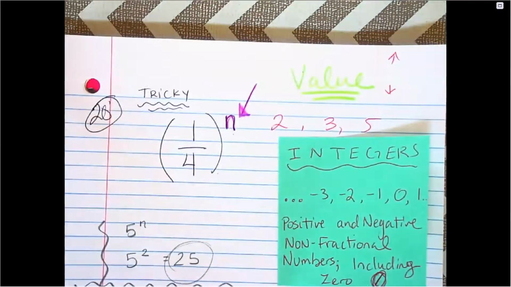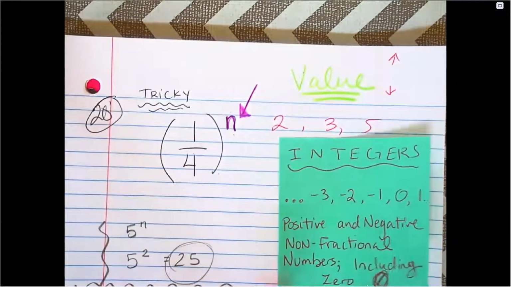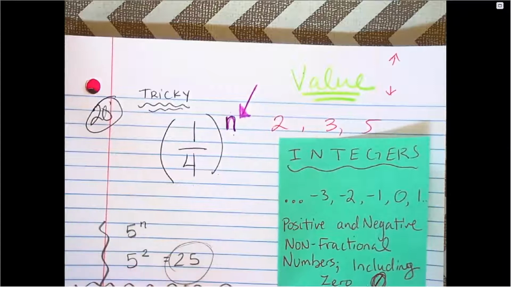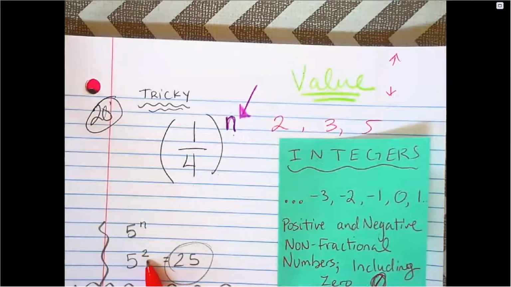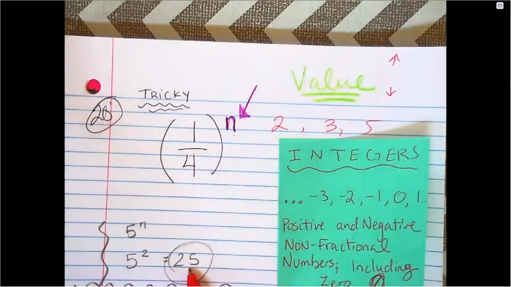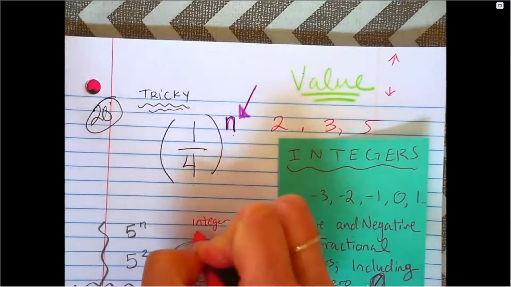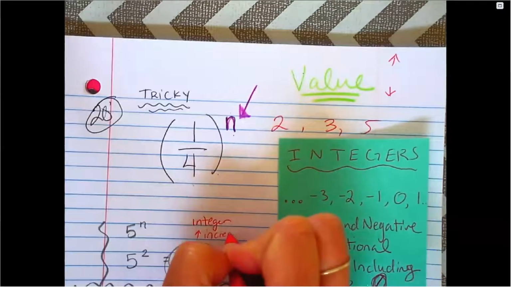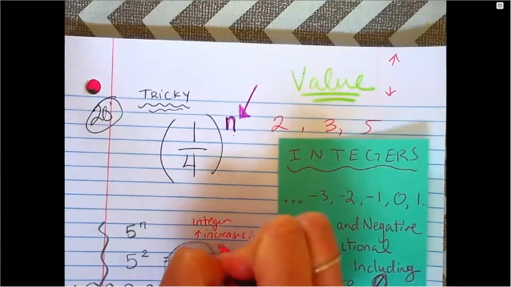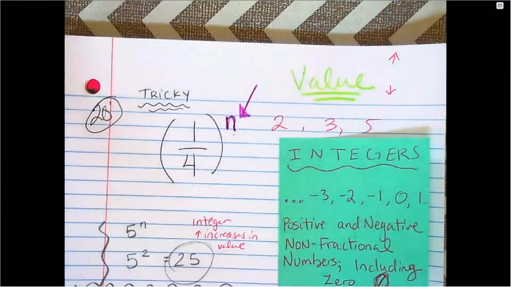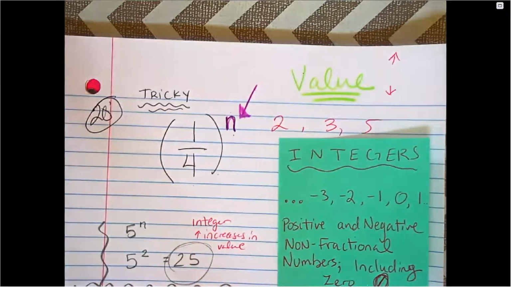Integers are positive and negative non-fraction numbers, like 5. 5 squared is 25. 5 cubed would be bigger than that, like 125. And the larger this number n gets, the bigger the value is. So this integer increases in value as n increases, as the exponent increases.